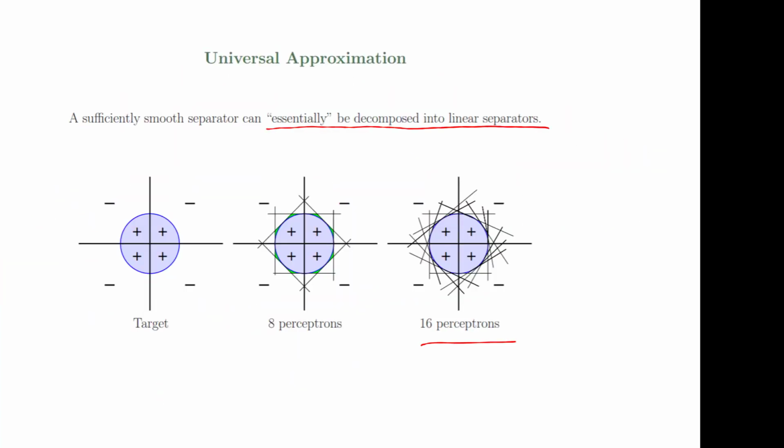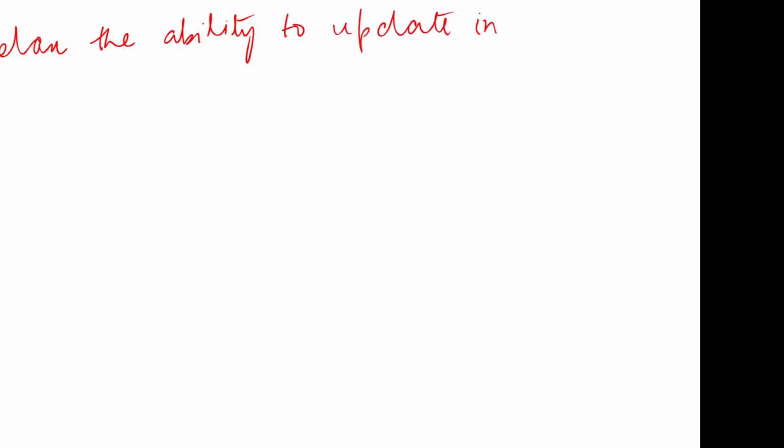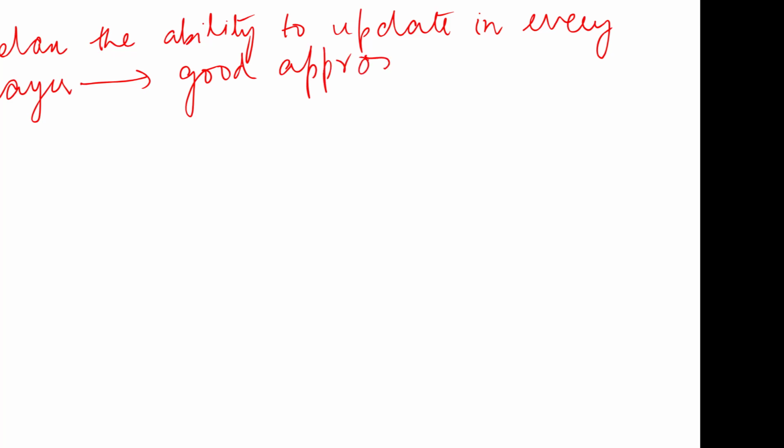Yes, if I relax this, it is going to give me the ability to update weights in every layer, and that can give me excellent approximation power. So why am I not doing it? Well, this comes back from the theory, and the theory tells us generalization is going to suffer.